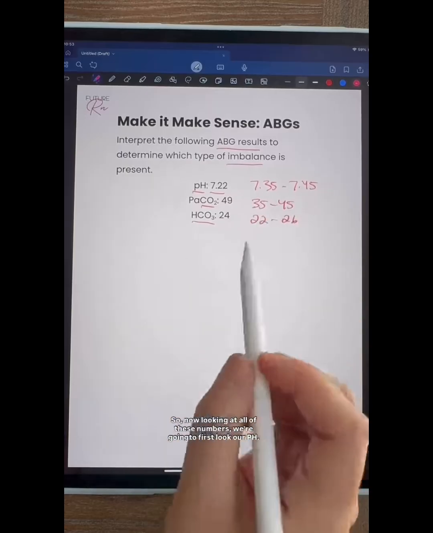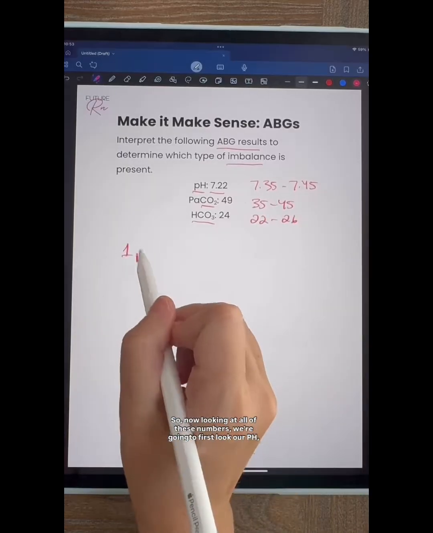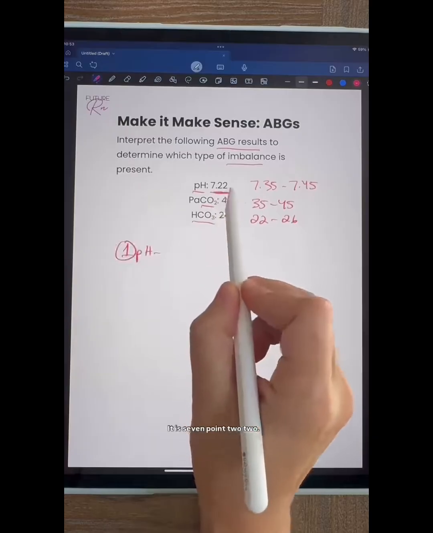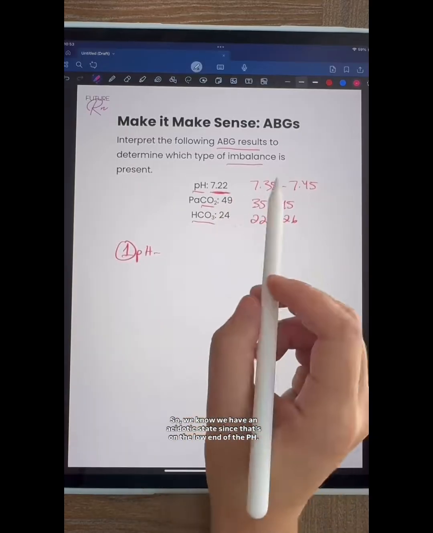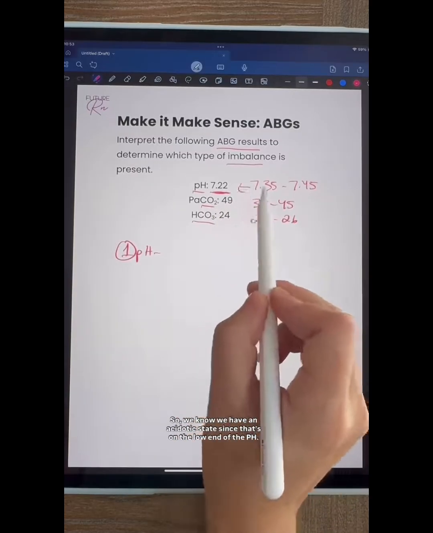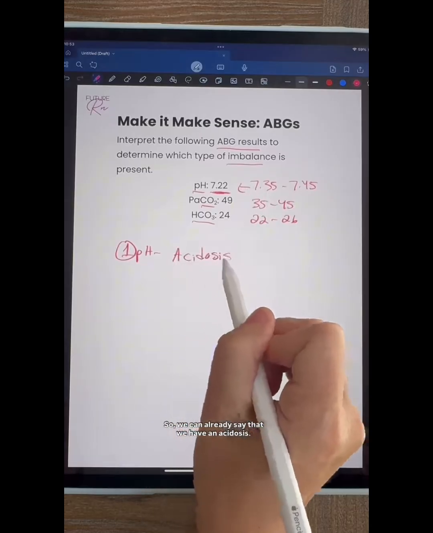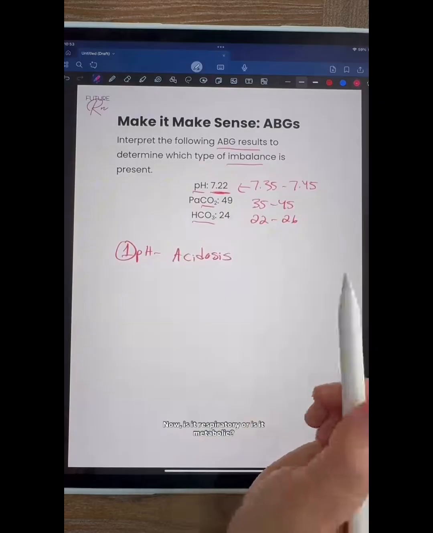So now looking at all of these numbers, we're going to first look at our pH, okay? Now we know our pH is low. It is 7.22. So we know we have an acidotic state since that's on the low end of the pH. So we can already say that we have an acidosis. Now, is it respiratory or is it metabolic?